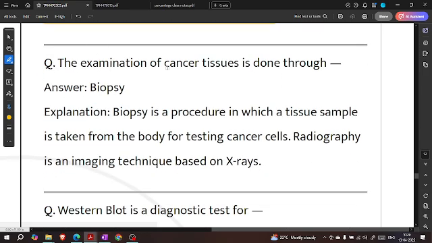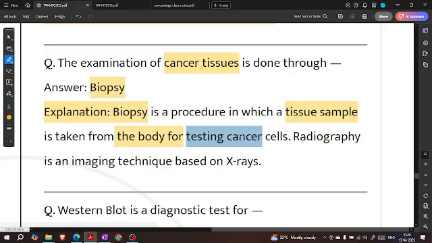The examination of cancer tissues is done through biopsy. Biopsy is a procedure in which tissue samples are taken from the body for testing cancer cells, and radiography is an imaging technique based on X-ray.